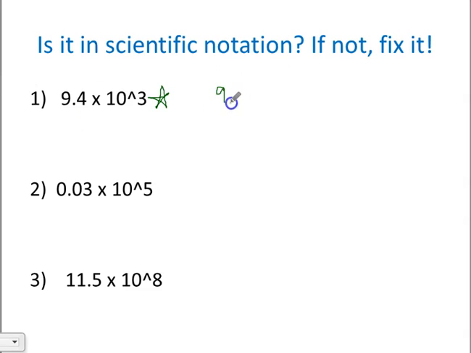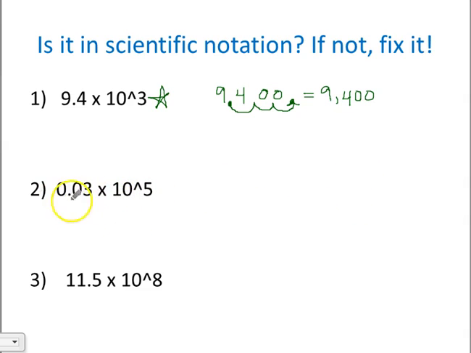I like to write the coefficient, and then the exponent tells us how many places we need to move the decimal place to the right when it's positive. When it's a positive exponent, we'll move that decimal to the right. So I started at my original decimal and moved it 1, 2, 3 places to the right, inserted some zeros, so we know in standard notation that's going to be 9,400. So just a quick review of how we do that.